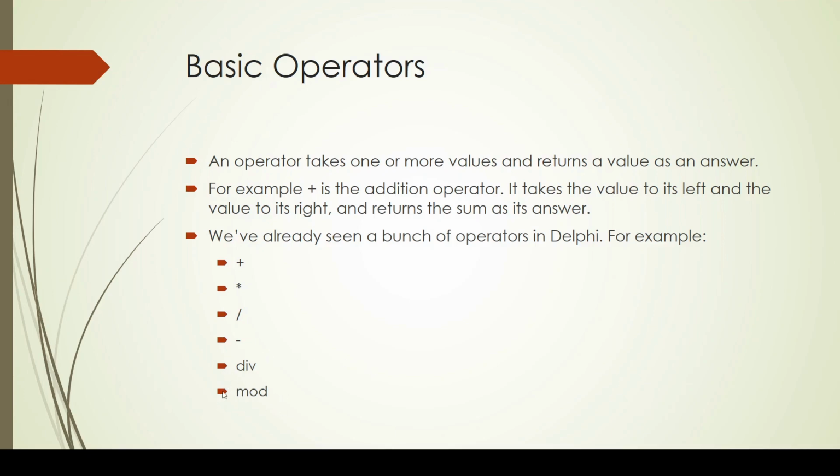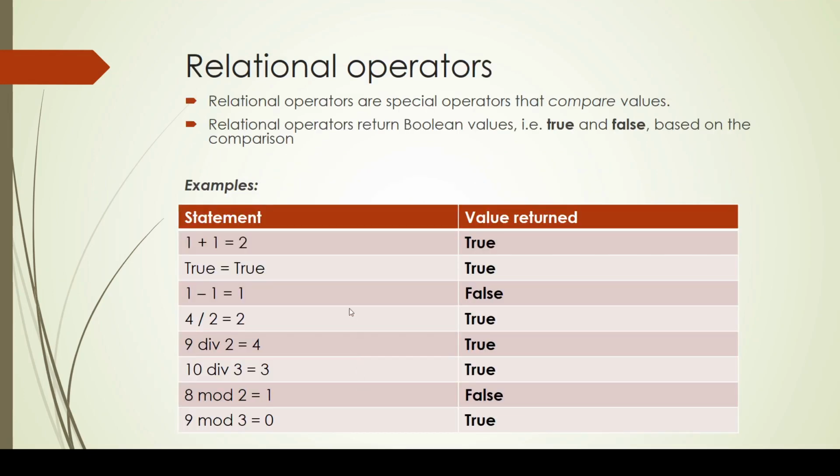Mod does the same thing. The value to be tested must be of data type integer, and the result will always be an integer. So these are some examples of relational operators that will return a Boolean value of true or false based on what the values on either side of the operator are being compared.